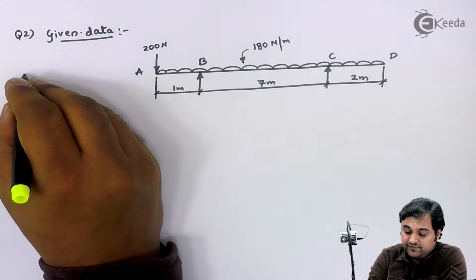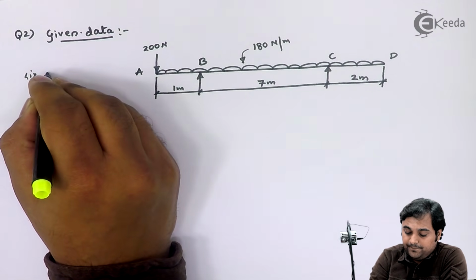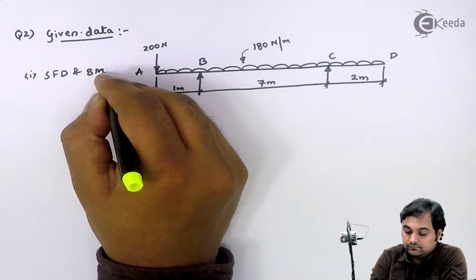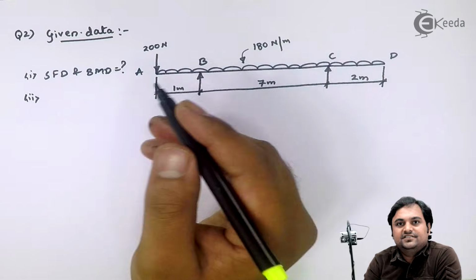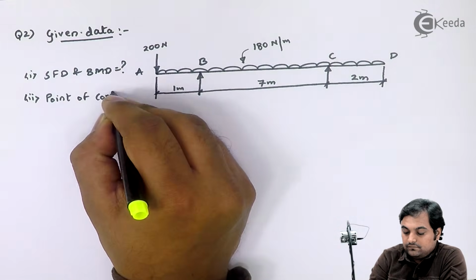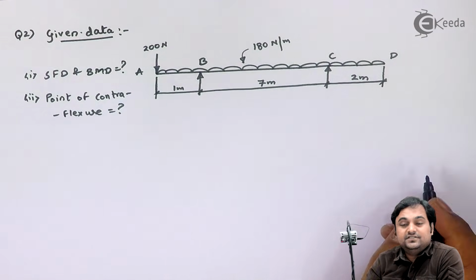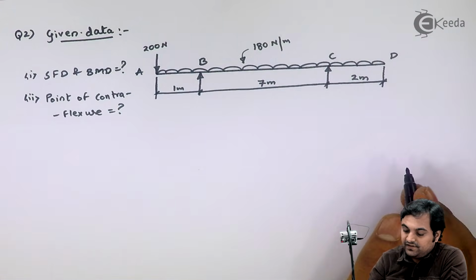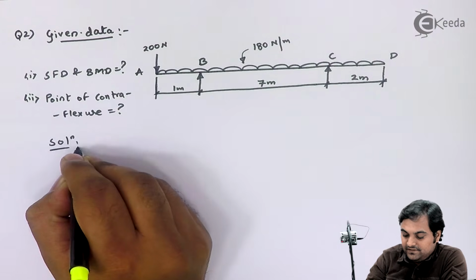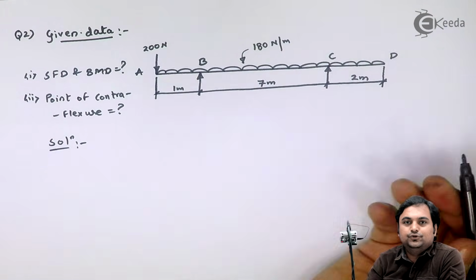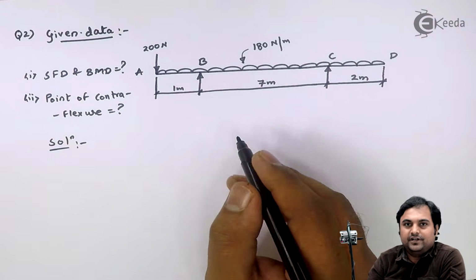Here the question is, we have to draw SFD and BMD and even locate the point of contraflexure if there is any. So these are the questions which we have. Let us try to get the solution. Step number 1, as usual, it would be calculation of support reactions.